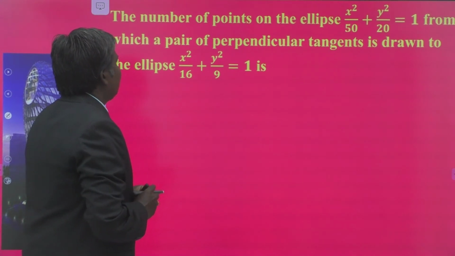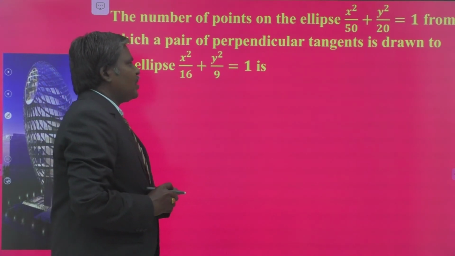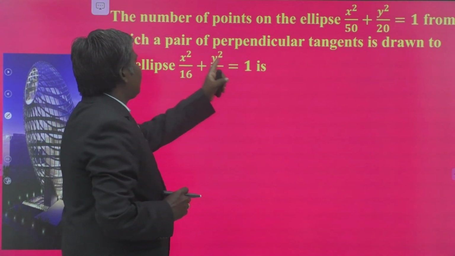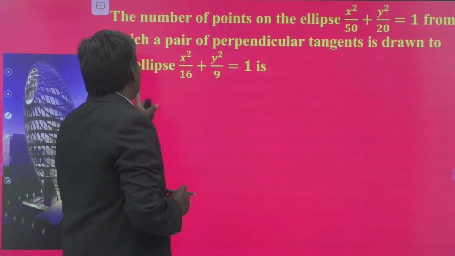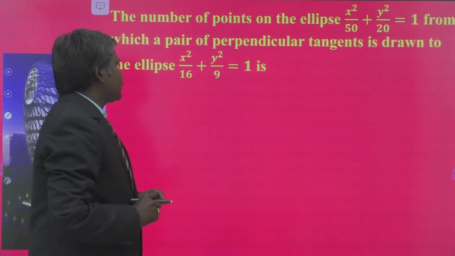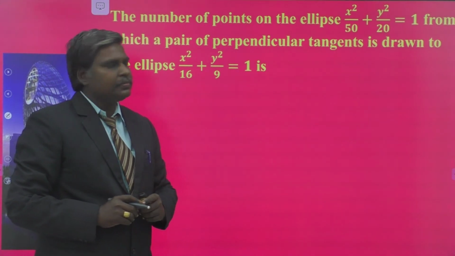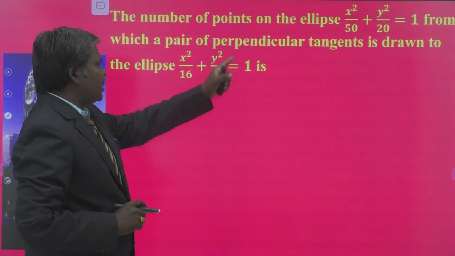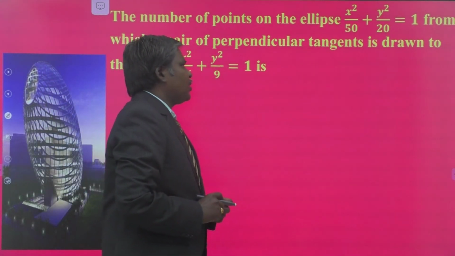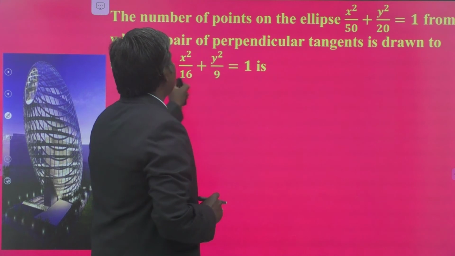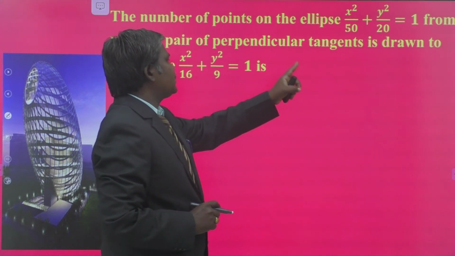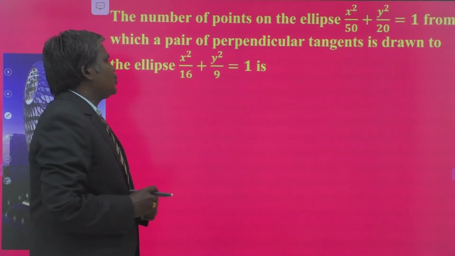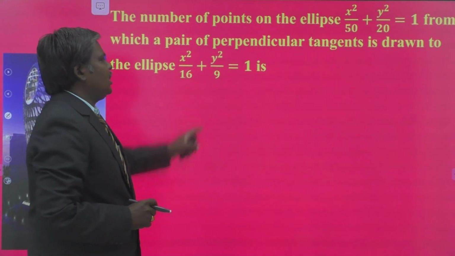This is the question. The number of points on the ellipse x square by 50 plus y square by 20 is equal to 1, from which a pair of perpendicular tangents is drawn to the ellipse x square by 16 plus y square by 9 equal to 1. So the number of points on the ellipse you have to find out. These are two concentric ellipses.